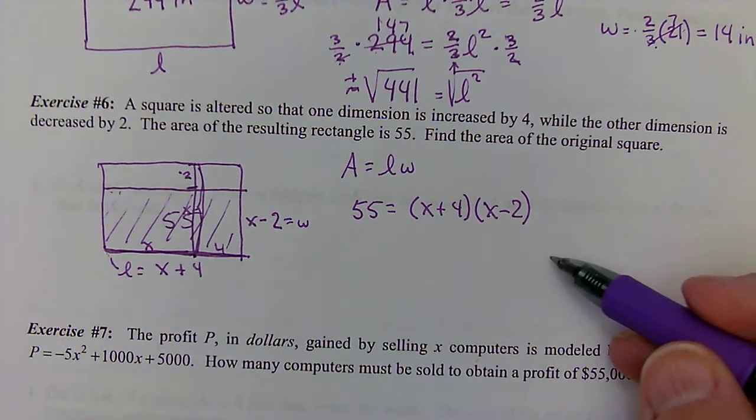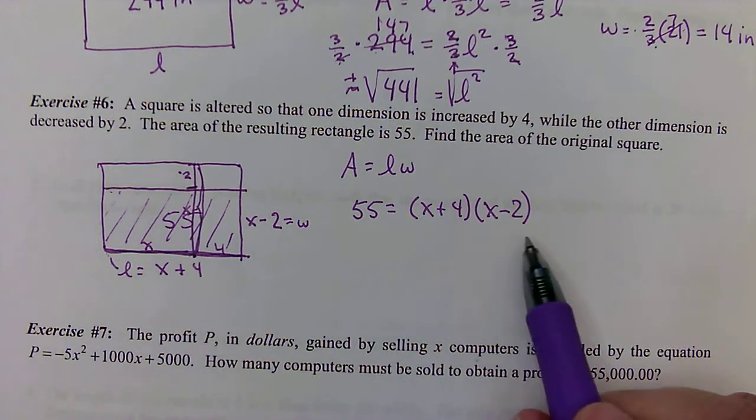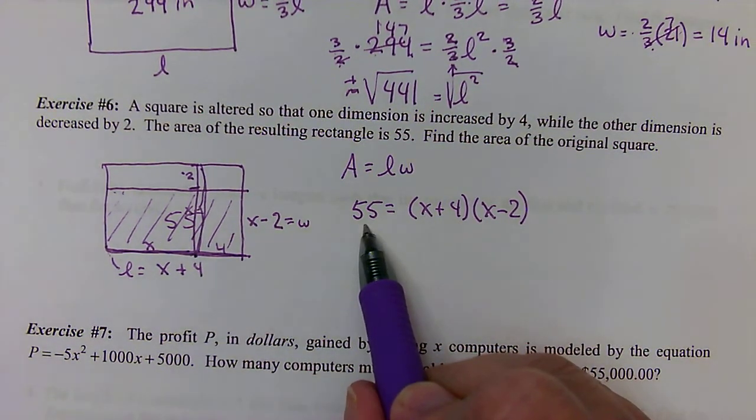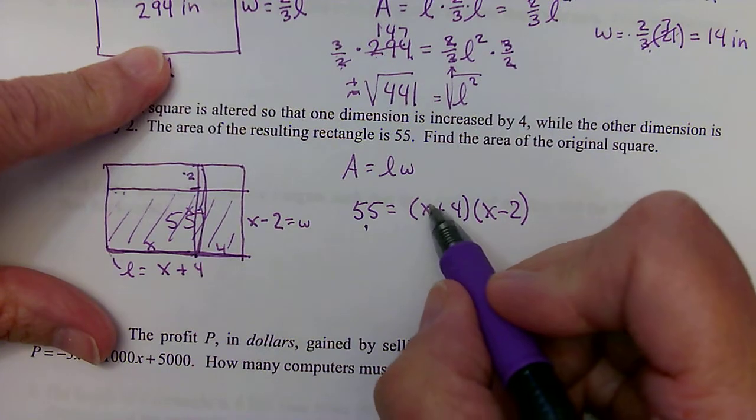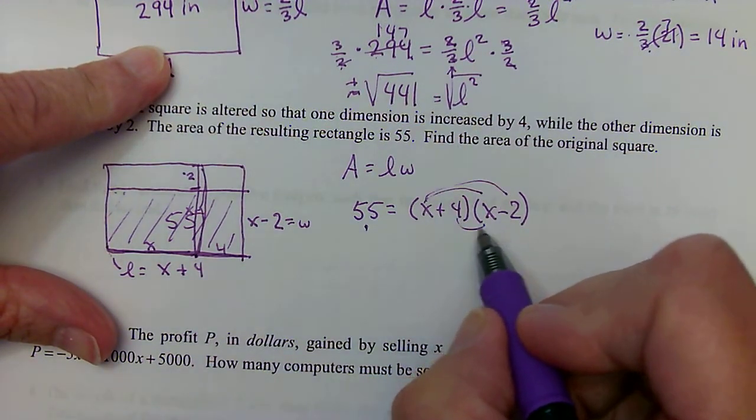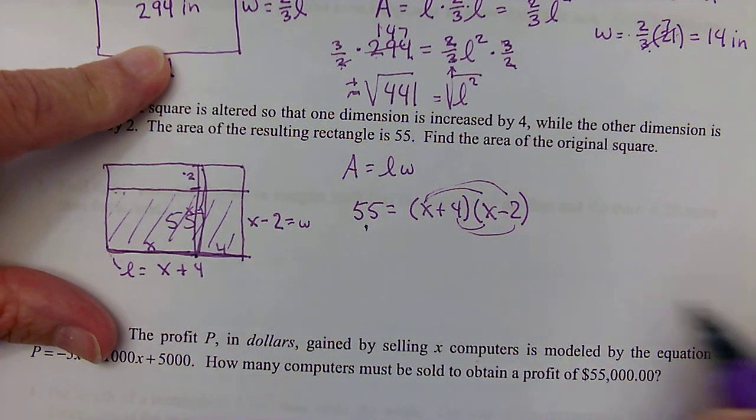Now you might look at that problem and say, that's already factored, I can solve it now. But factoring does you no good if the other side isn't 0. So you have to multiply this side out so you can rearrange things to get 0 on one side.